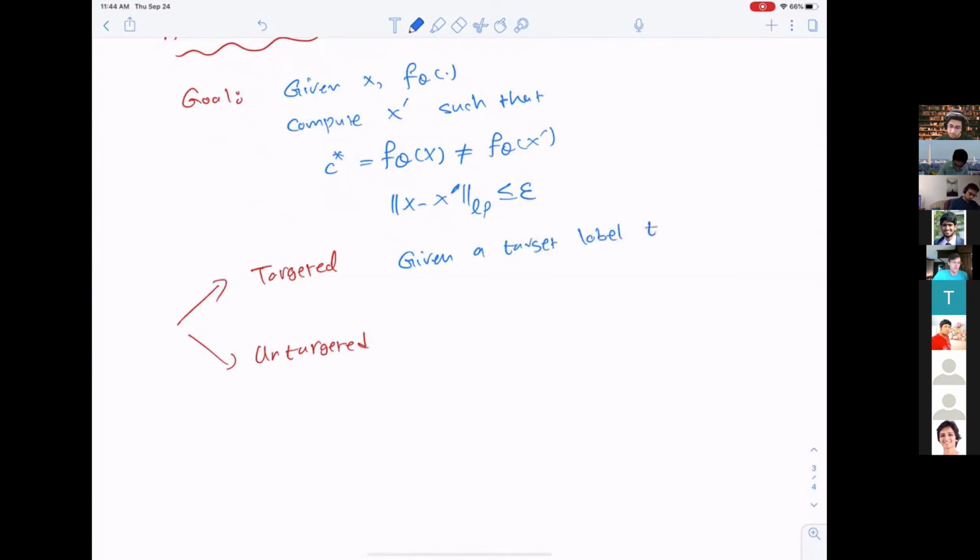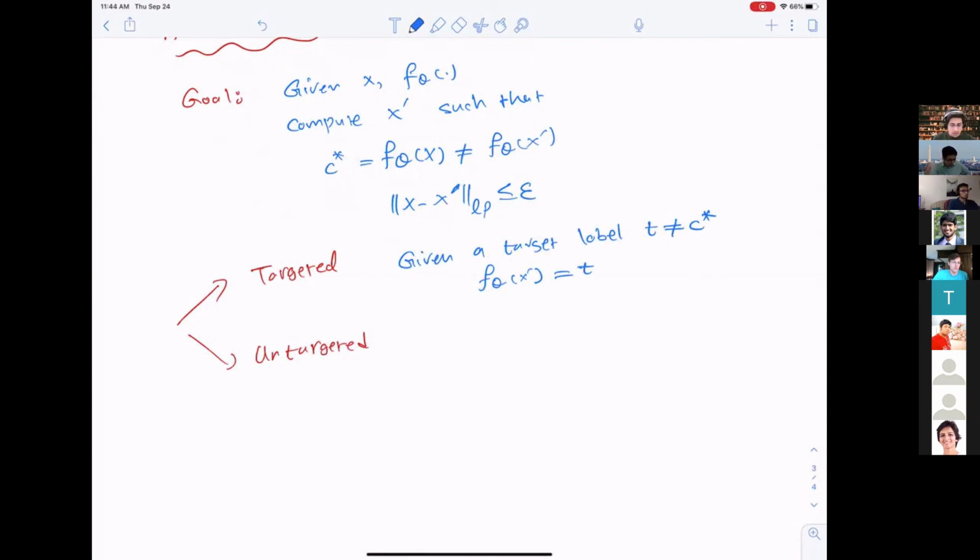let's say T. So obviously this T is going to be different than the true label that I have, C star. Otherwise it won't be an adversarial example. And then I'm going to ask my model to create X prime such that the label that I'm predicting for X prime is that target, T. So the idea here is that we are picking the target.